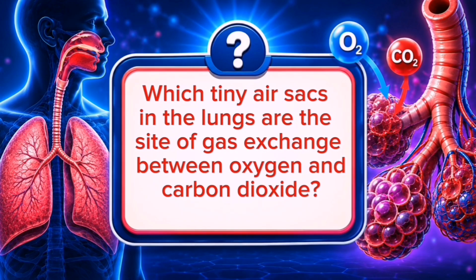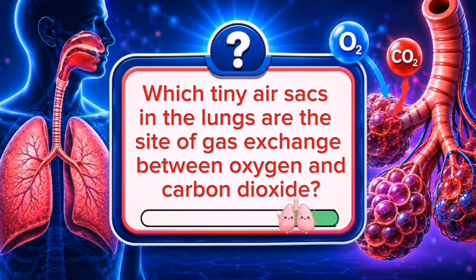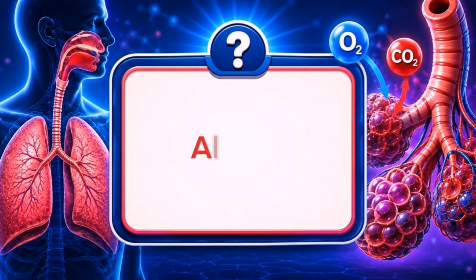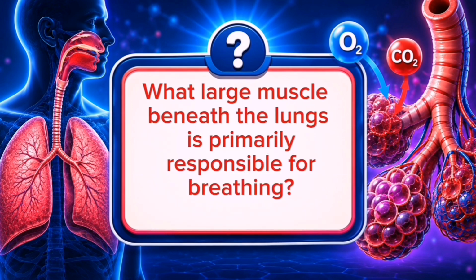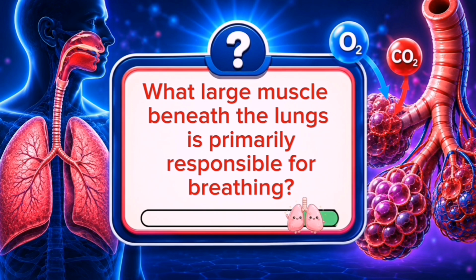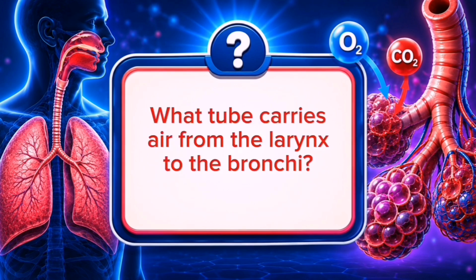Which tiny air sacs in the lungs are the site of gas exchange between oxygen and carbon dioxide? Answer: alveoli. Question 2. What large muscle beneath the lungs is primarily responsible for breathing? Answer: diaphragm. Question 3. What tube carries air from the larynx to the bronchi?